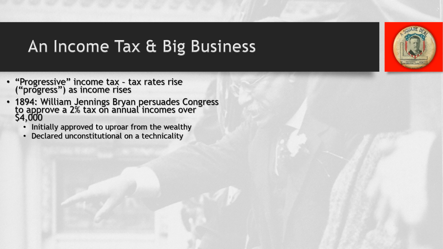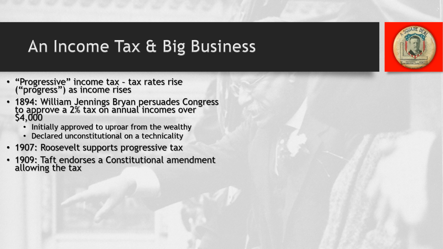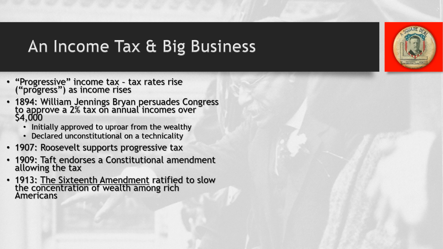Okay. And eventually it is declared unconstitutional, but on a very small loophole technicality. Okay, basically saying that the government doesn't have the right to impose that on everybody, that somehow it removes their right to life, liberty, the pursuit of happiness, something along those lines. Okay. And by 1907, once Teddy Roosevelt gets into office, he begins to support a progressive tax as well. Okay. And in 1909, once William Howard Taft succeeds him as president, he starts to endorse the first constitutional amendment to allow the tax. And it's not really until 1913 that we see the 16th Amendment come through.